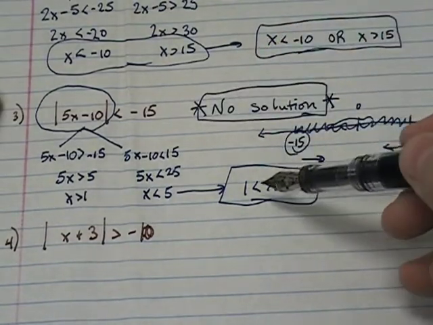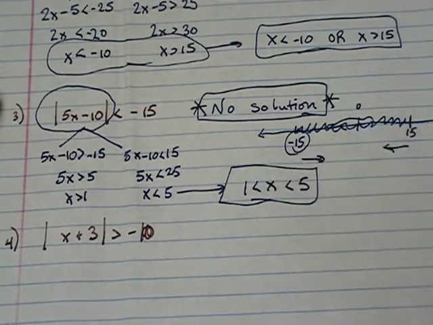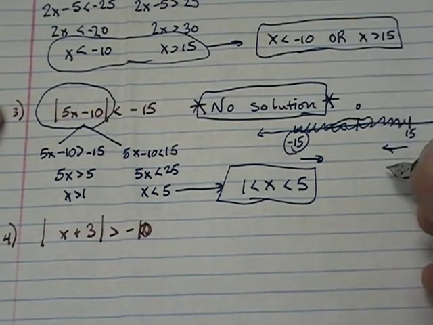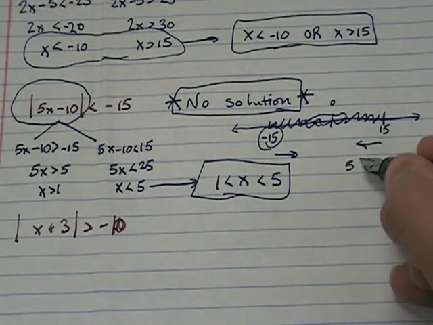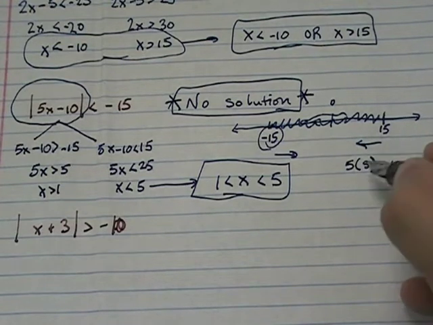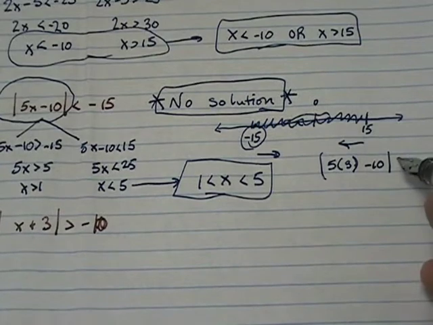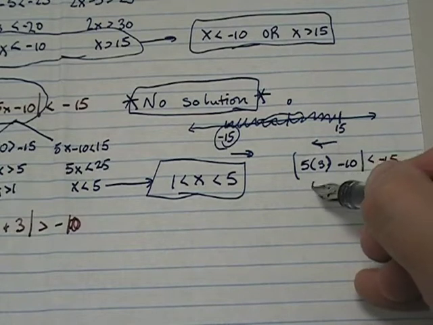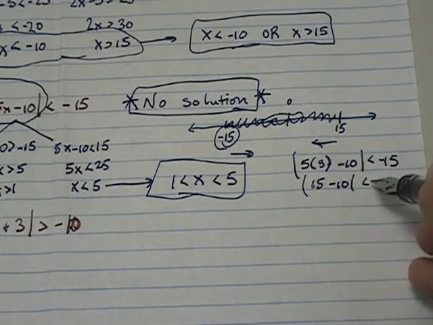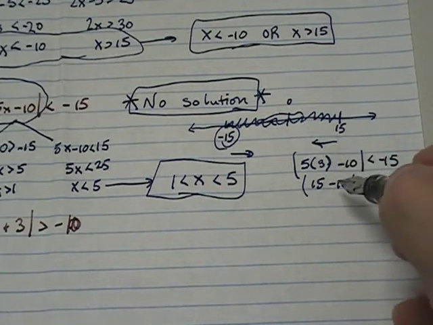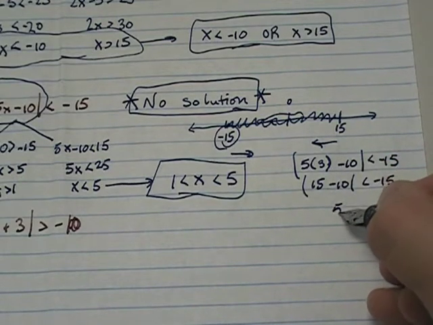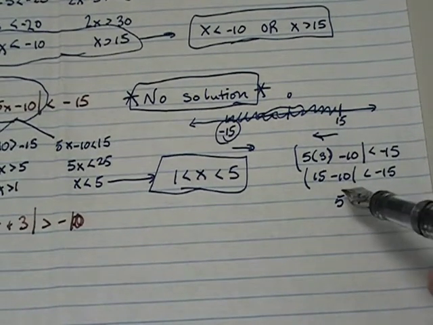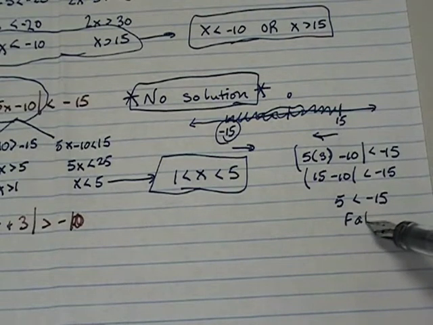Well, here's our problem. Try a number between 1 and 5. I'll pick a simple number, 3. What do you get? We get the absolute value of 5 times 3 minus 10 less than negative 15. 5 times 3 is 15, so we get 15 minus 10, which is 5. The absolute value of 5 is 5. Is 5 less than negative 15? No. This is a false statement.